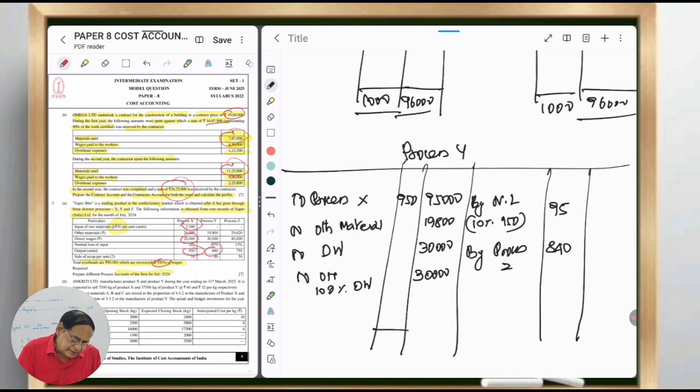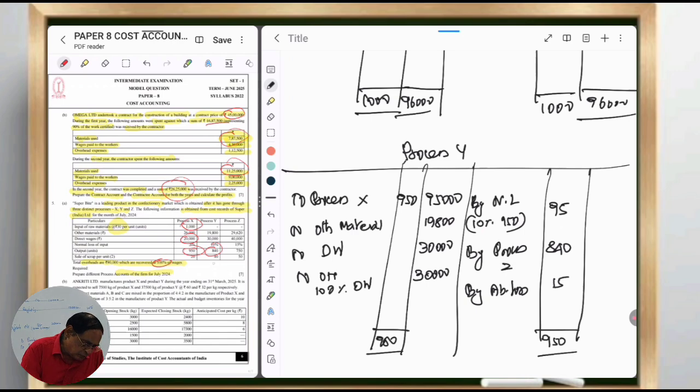So if we balance 950 minus 840, there is an abnormal loss of 15 units. So we find out now the normal loss. Actually normal loss is 10%, that is 95 units.